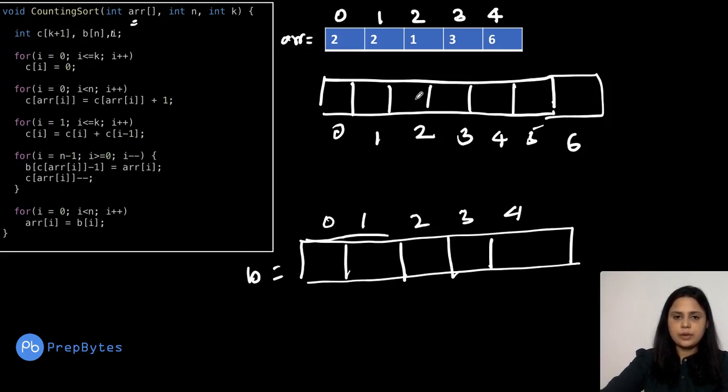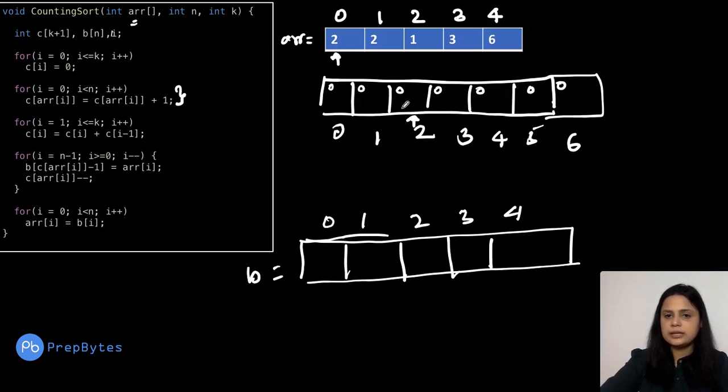Now let's start from here. First I'll populate all my c of i equal to 0, so all of these will be populated to 0. Initially I assume all the occurrences are 0. Now I have to find the occurrences. So in this array, I'll start traversing from i equal to 0, and as soon as I find any number, I go to that index. Let's say when I find 2, I go to index 2 and increment the count at index 2.